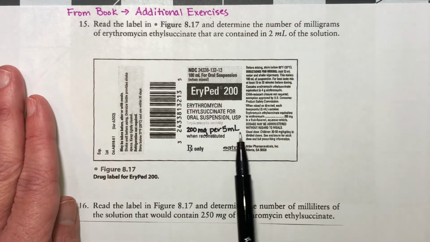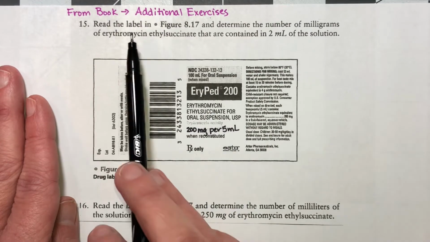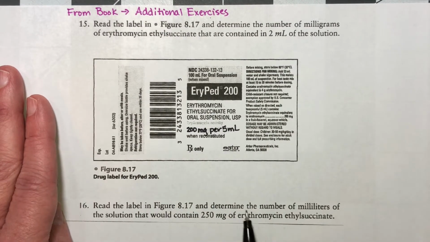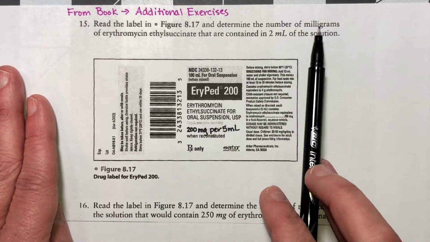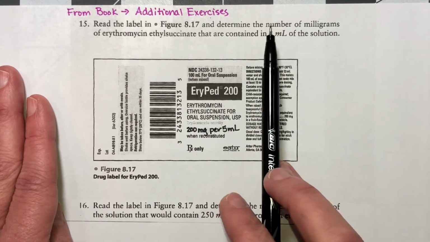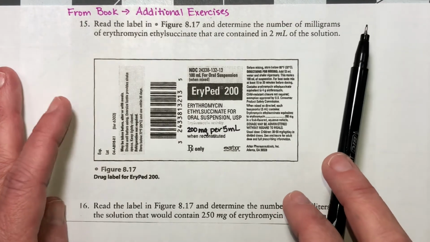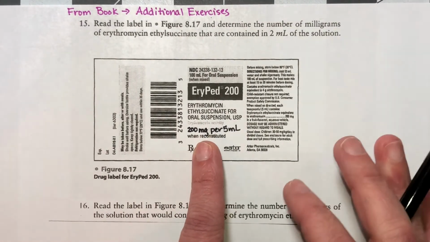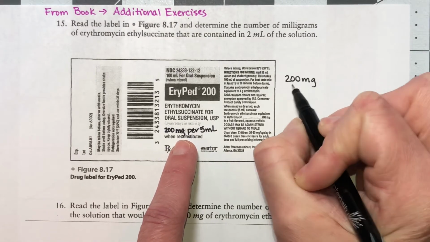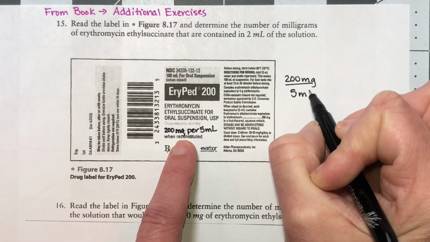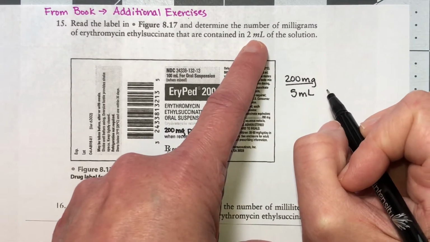This is the strength of the drug. It's 200 milligrams per 5 milliliters. Both 15 and 16 use that, okay? So for 15, we're supposed to read the label and to determine the number of milligrams that are contained in 2 milliliters of the solution, okay? So what I'm going to do is write down my strength, which is 200 milligrams per 5 milliliters. And I want to know how much is in 2 milliliters of the solution.